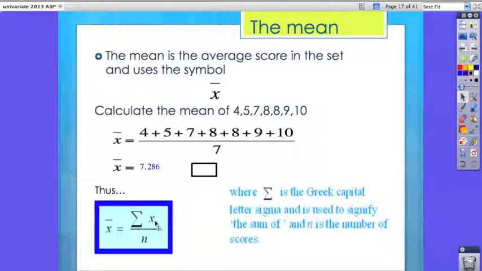So the same as what we did before, 4 plus 5 plus 7 plus 8, etc., etc. And then we divide by the number of results we have, so the same thing again, we divide by 7. You could write that out in words of how you calculate the mean, or you could use the math symbols to work it out. This is just adding up all the results you've got and then dividing by the number of results you have. All right, so let's move on to the next one.